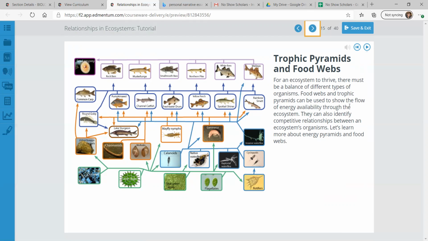Food webs and trophic pyramids can be used to show the flow of energy availability through the ecosystem. And they can also identify competitive relationships between an ecosystem's organisms. Let's learn more about energy pyramids and food webs.